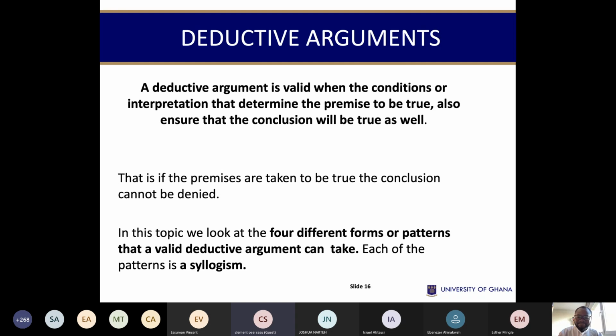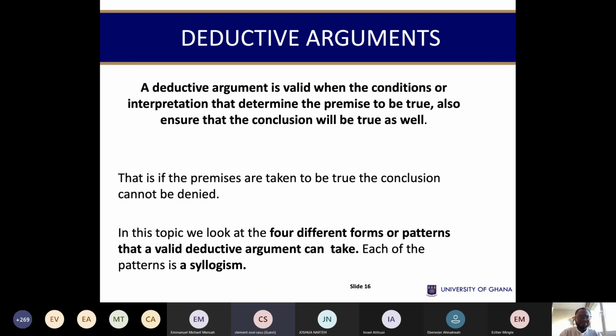What we are saying is that the conditions that must determine a premise, you know what a premise is? Premises are reasons to support a belief that we hold, a claim that we hold, and that claim is the conclusion. So the condition that must ensure that the reason we have is true, or is supposed to be true, must also ensure that the conclusion would be true as well. That is what we mean by a deductive argument. Please, can you go over again?